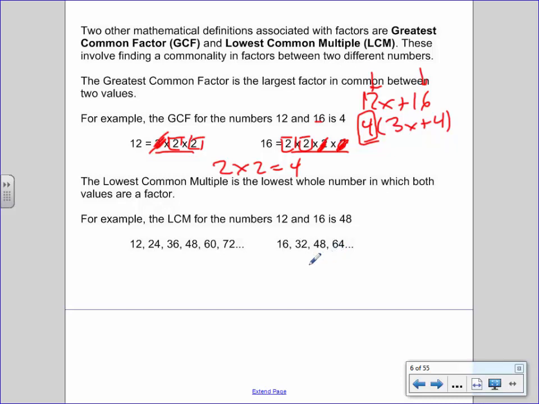that's on both lists. So 12 is on this list. No, it's not there. 24 is on this list. It's not there. 36 is on this list. Hey, 48's on this list. There it is. Does that make sense? You guys have probably done this before. Let's just do a couple more examples and we'll call it a day.